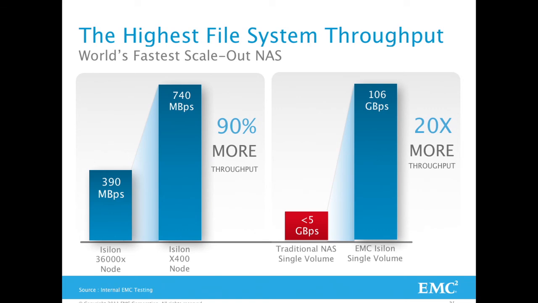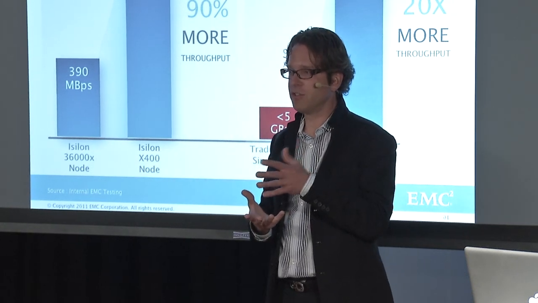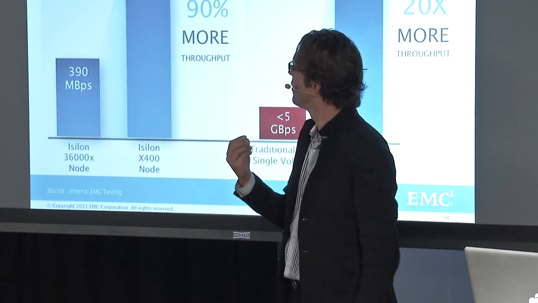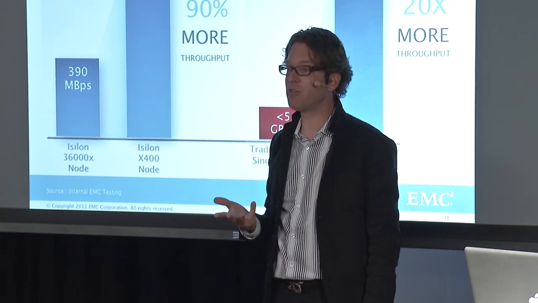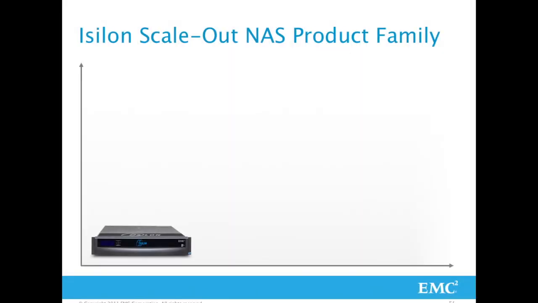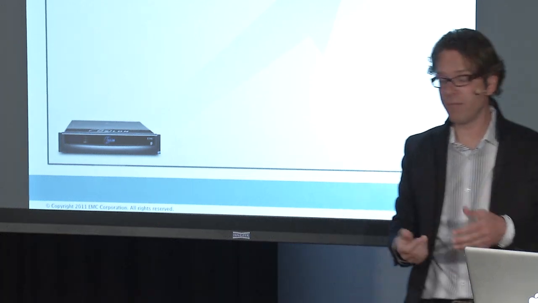Our previous platform nodes were not quite 400 megabytes per second. Now we can do 740 megabytes per second on one node. So in our cluster technology, we always have a thing called a cluster, which is multiple nodes. We have three minimum. Three of those at 740 per node is 2.2 gigabytes per second in one single platform, one namespace, very fast. And our idea here is that we are linear scale. As you add another node, you get capacity and performance at the same time.